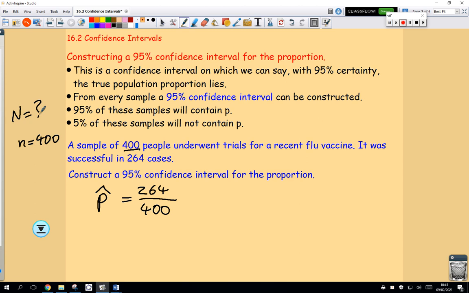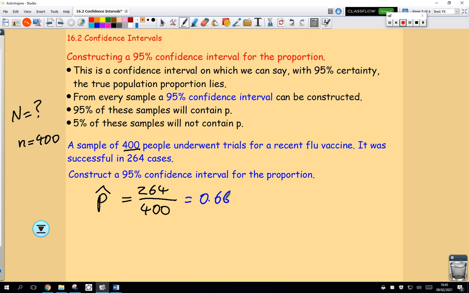That's my sample proportion. Generally, we're going to decimalize that, or even turn it into a percentage, because that's really what we want to be able to think about. So 264 out of 400, that is 0.66. So that's my p hat, my sample proportion, is 0.66. I've just plugged it into a calculator there.